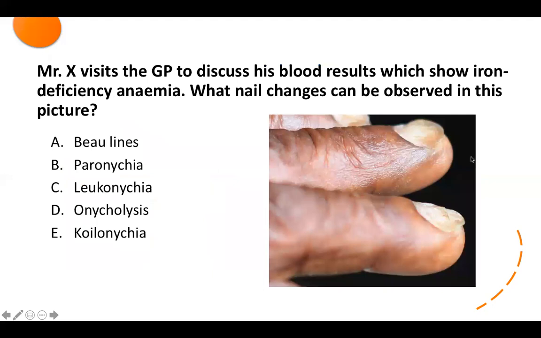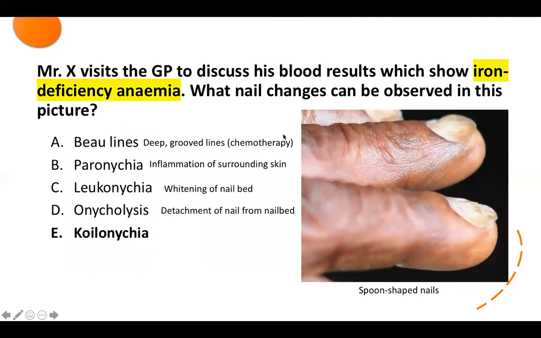Okay, so now I've got a question for you guys. Mr. X visits the GP to discuss his blood results, which show iron deficiency anemia. What nail changes can be observed in this picture? Just pop in the letter that you think is correct. Okay, oh my God, you guys are doing really well. Yeah, so the answer is E.